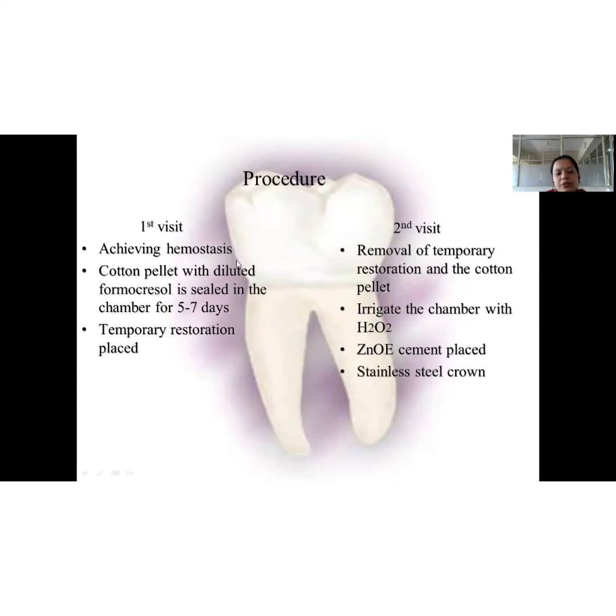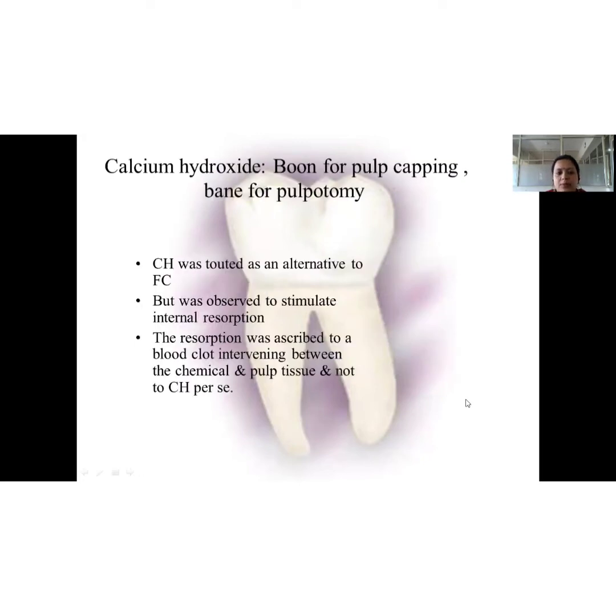In the first visit, we achieve hemostasis, and a cotton pellet diluted with formocresol is sealed in the chamber for 5 to 7 days. Temporary restoration is placed. In the second visit, the temporary restoration and cotton pellet are removed, irrigating with H2O2, zinc oxide eugenol cement is placed, and a crown is placed.